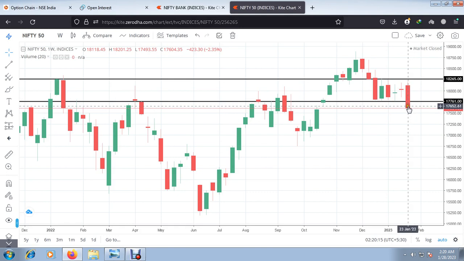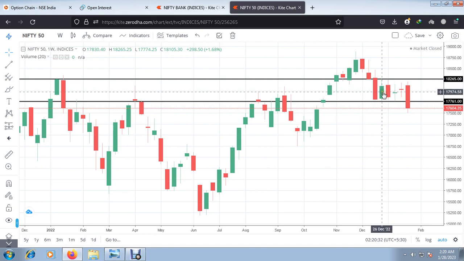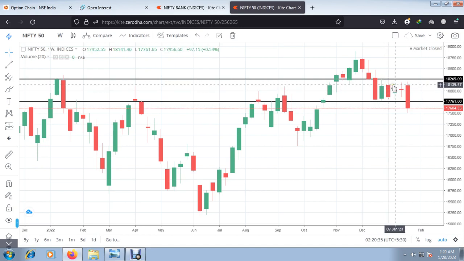In this candle, as we all know, it has broken this range. I am recording this video on 28th of January, so the breakout came on 27th of January, that was on Friday. It has broken this range. The range was 504 points: the high was 18,265 and the low 17,761.